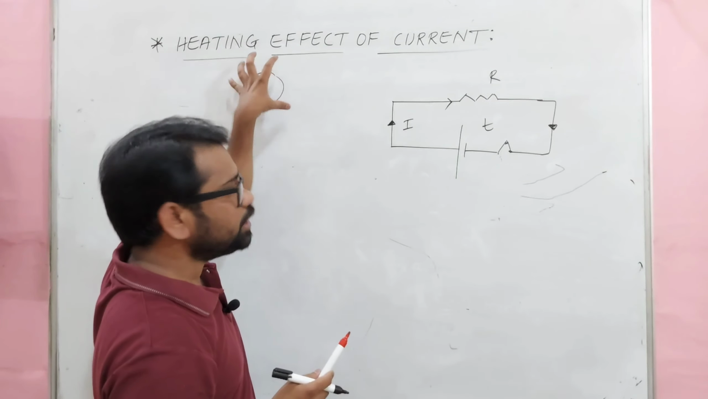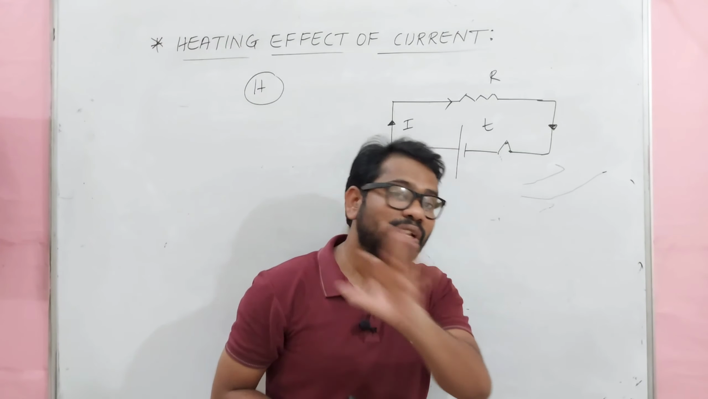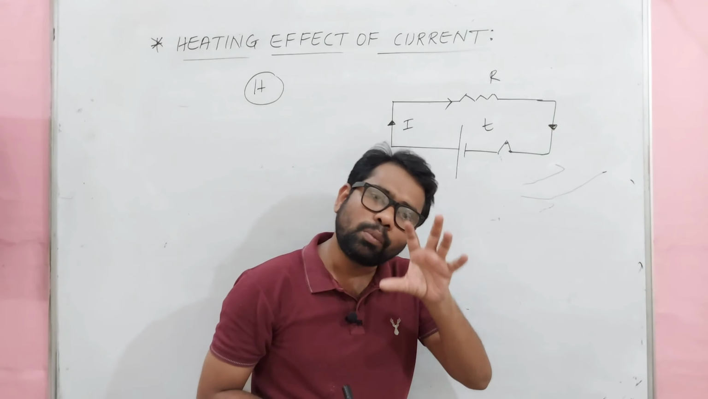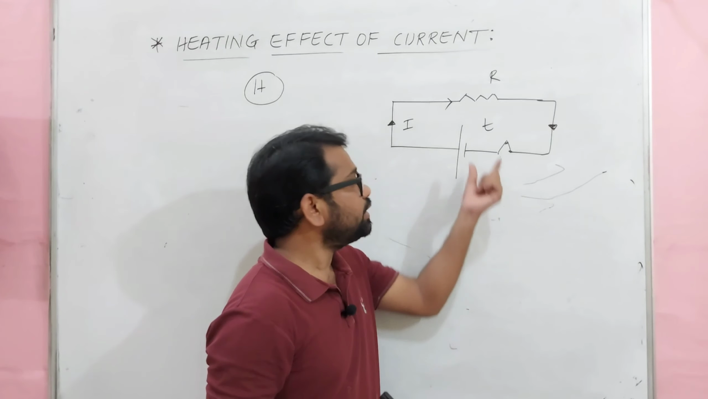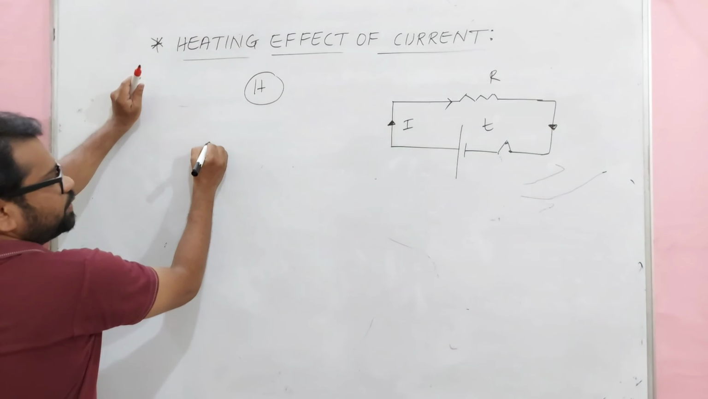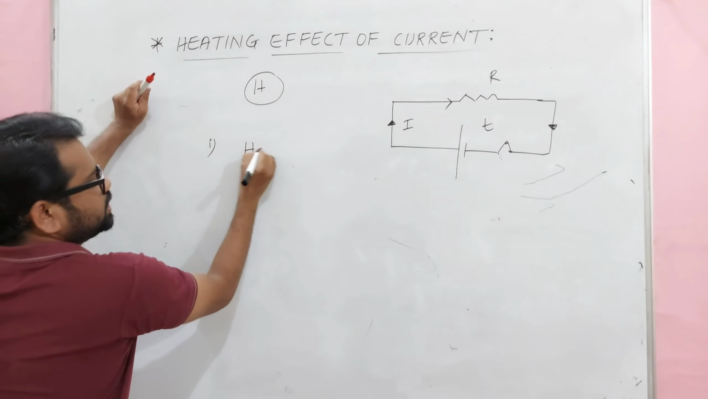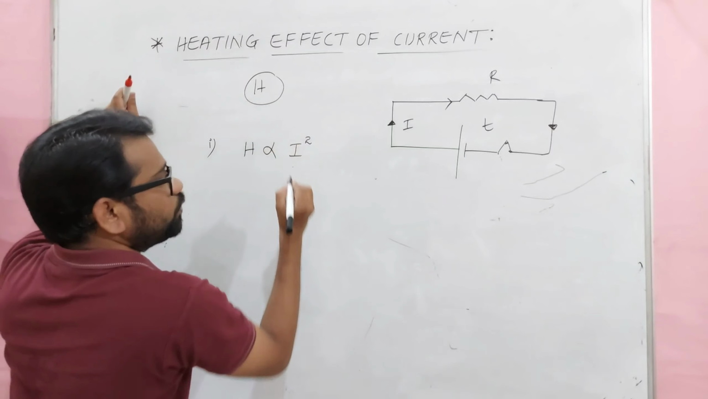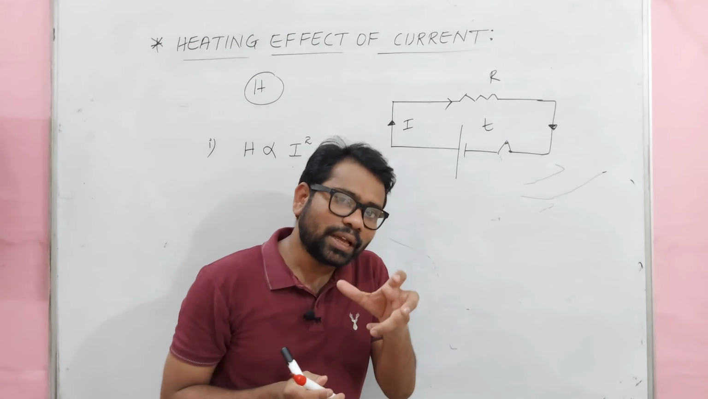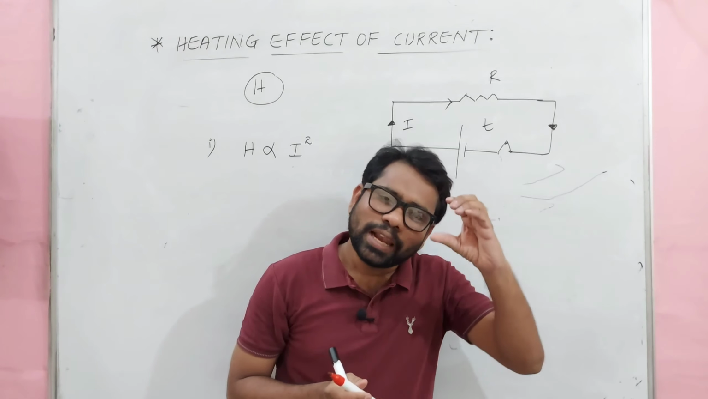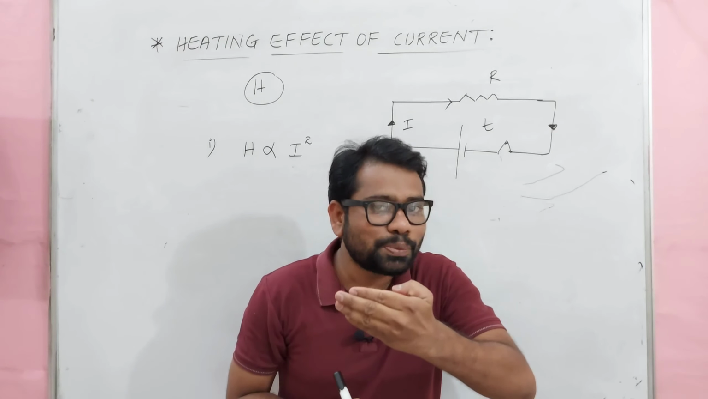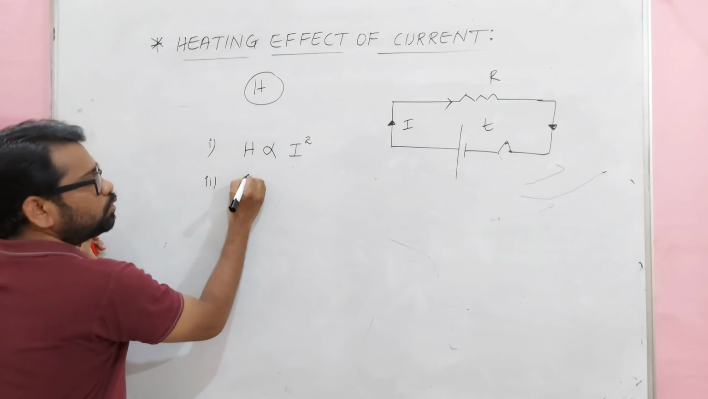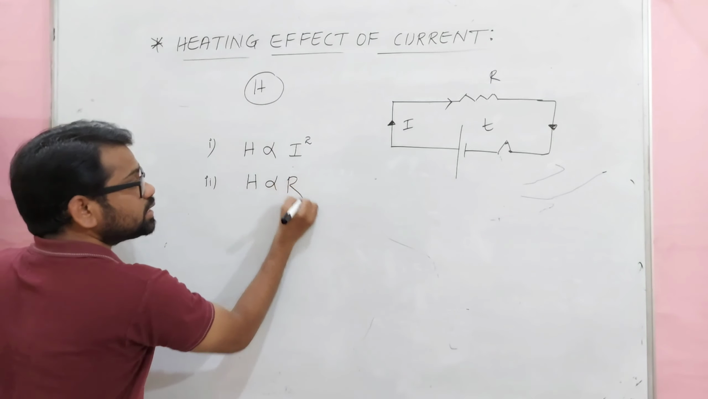Children, this amount of heat produced depends on three factors. It depends on the resistance of the resistor, the amount of current flowing through the circuit, and time also. So the first factor: H is directly proportional to the square of the electric current flowing through the circuit. It is noticed that when less current is passing, less heat is produced. When more current is passing, more heat is produced.